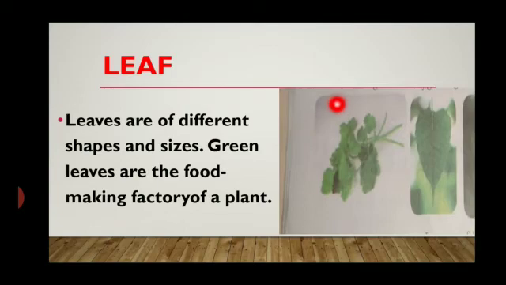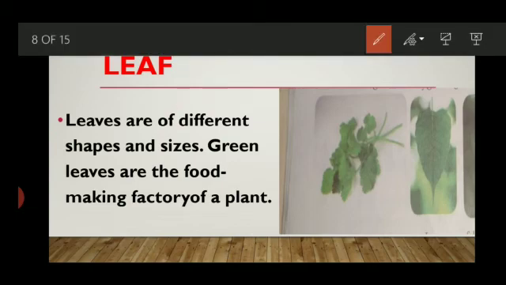Leaf. You can see the green part of any plant is the leaves. So leaves come in different shapes and sizes. They are known as the food factory of a plant because they make food for the plant with the help of photosynthesis. Dear students, I have taken two examples here.